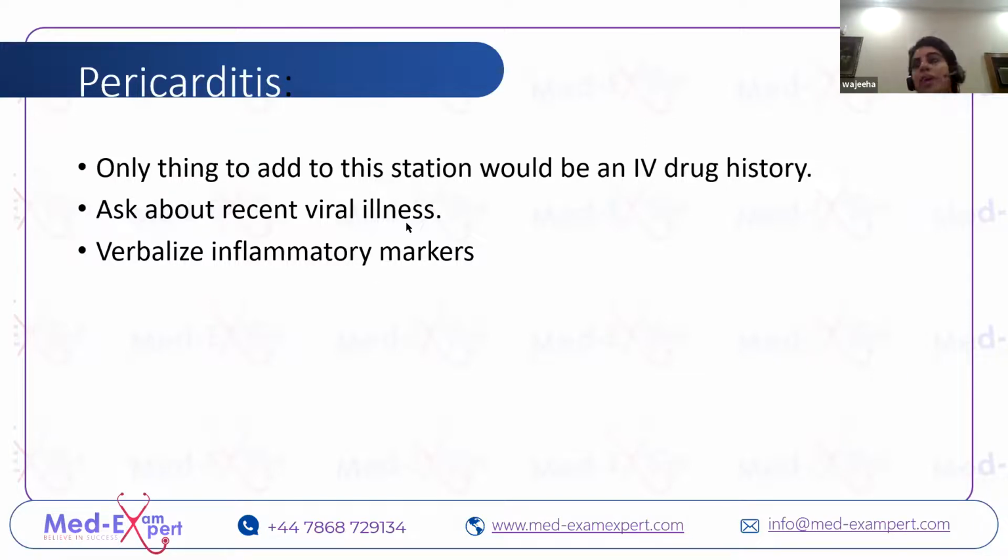Recent viral illness, you can ask at the point where you were asking about the fever, right? When you were asking about the differential diagnoses, any past illness or any fever or any symptoms you had before, right? And yes, once you are done with your history, thank the patient.